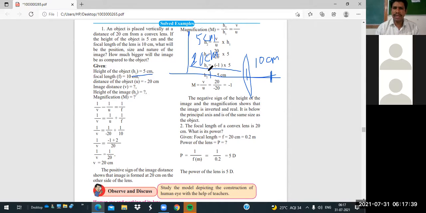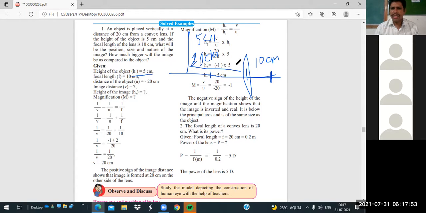Then focal length is given, 10 centimeter. Distance of the object, minus 20 centimeter. Why? Can you tell me the reason behind it? If you see, we always keep the object on the left hand side of the lens. So this is the left hand side. And according to our sign convention, which signs are present on this side? Negative signs. The right side has positive signs. So due to that it is minus 20 centimeter.